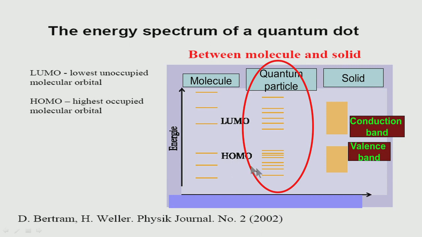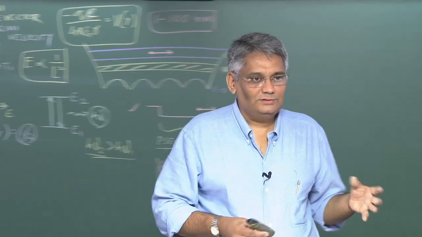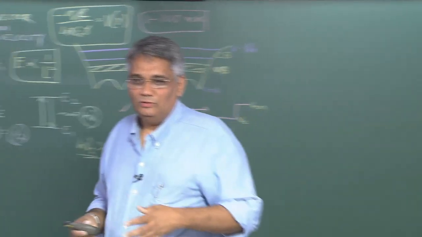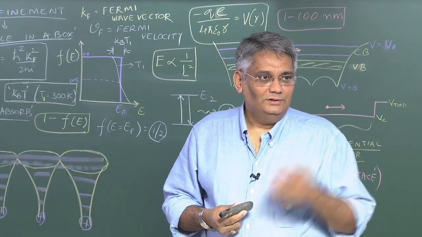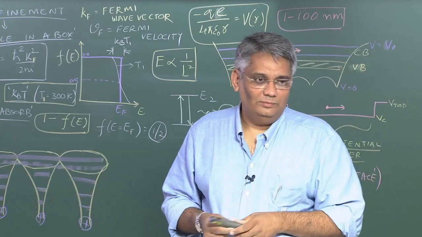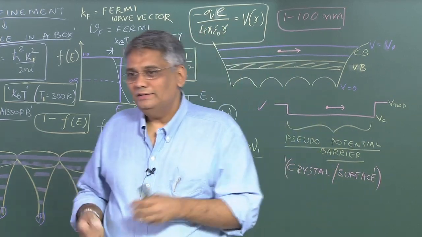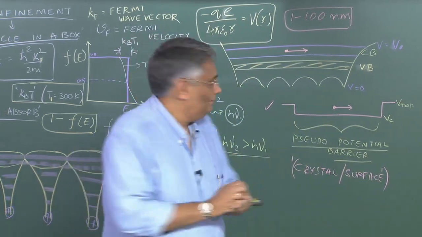Okay. Now, what you see there is LUMO and HOMO. This is highest occupied molecular orbital and lowest unoccupied molecular orbital. So instead of calling valence and conduction bands, it's also appropriate to call it the highest occupied molecular orbitals, the lowest unoccupied molecular orbitals, because you see the solid is normally treated as a giant molecule.